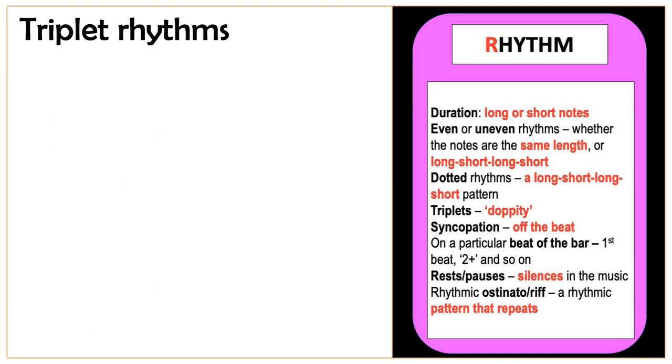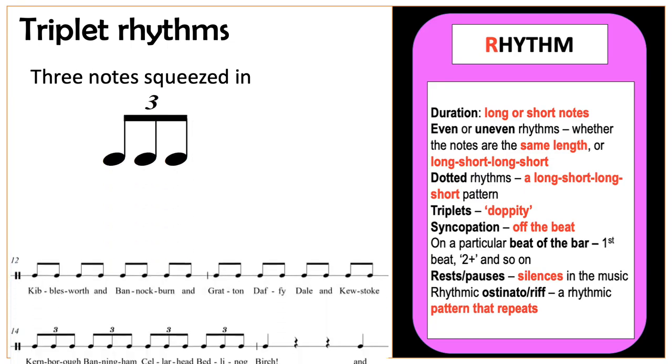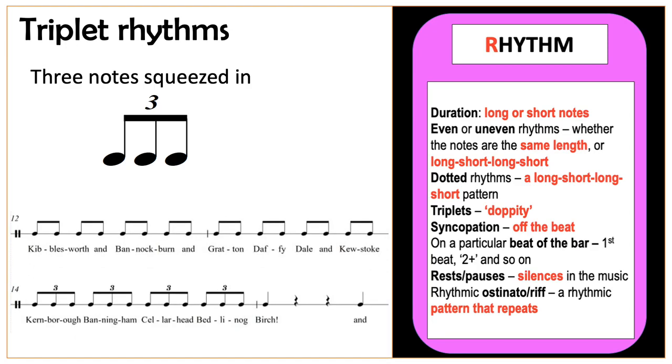Triplet rhythms are when you squeeze 3 notes into the time it would normally take to play 2. Here's an example you might recognise. This is the pulse. In the first line here we have 2 notes per beat. Keeblesworth and Bannockburn and Grattan, Daffy, Dale and Qstoke. Then it goes into triplets and we have 3 notes per beat. This is how this bit sounds.